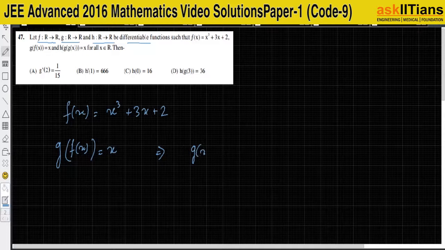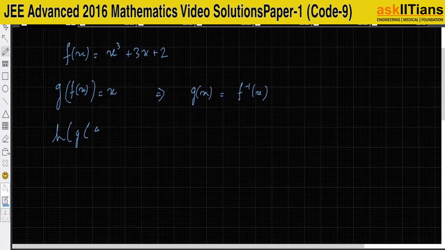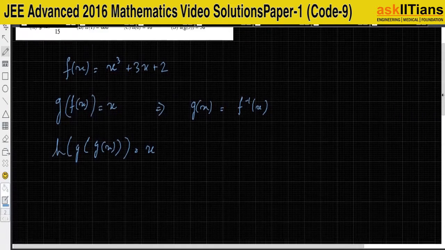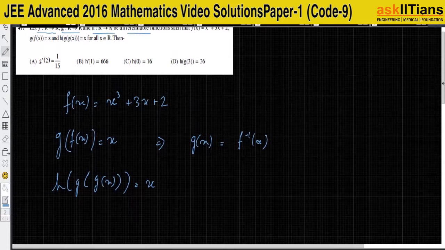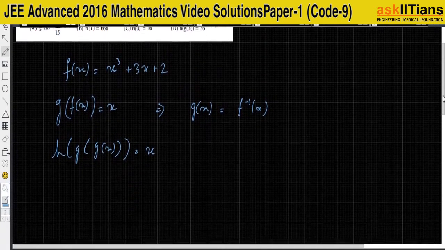which means that g(x) is nothing but f inverse, right? We know the property of inverse functions. That means g is equal to f inverse, and also it's given that h of g of g(x) is equal to x. This is also given in the question. So these are the three things which are given, and we need to find out the following options: g'(2), h'(1), h(0), and h of g(3).